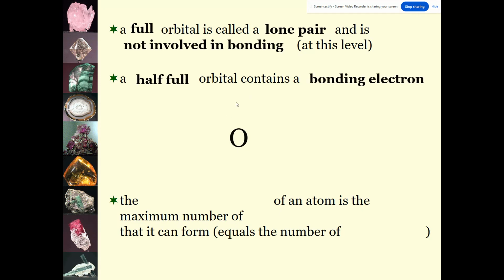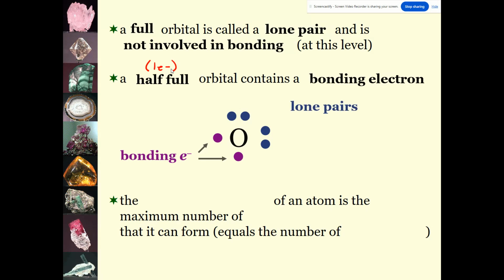And when you have an orbital that is half filled, it is called a bonding electron. So if I look at oxygen, oxygen again was in group 16. These orbitals are unfilled, the purple ones. They have 1 electron in them. So when they have 1 electron, they're half full. And those electrons are now called bonding electrons. That's where electrons will form bonds in a molecular compound. Okay? A full orbital are the blue sides. Those are called lone pairs.